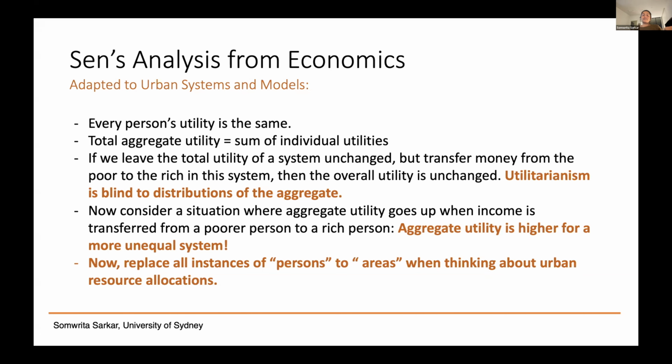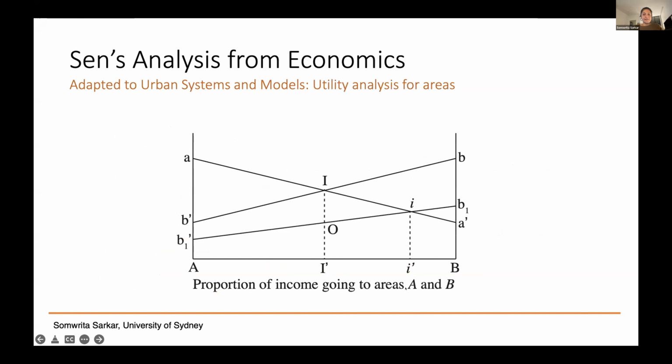Right, so let's take this abstract discussion to actually demonstrating it. Let's replace economic analysis with spatial analysis when thinking about resource allocations, and adapt. This is Amartya Sen's analysis from economics, but I've simply adapted it to a utility analysis for areas in the city, right? We now imagine that we have two areas in the city, A and B. Initially they are the same area, so we consider no difference. They are both at an equal level of affluence, equal levels of income, everything is the same, socioeconomic and demographic profiles are exactly the same.